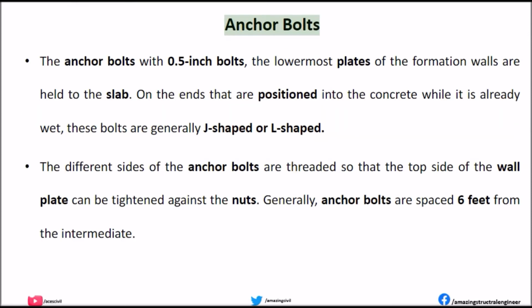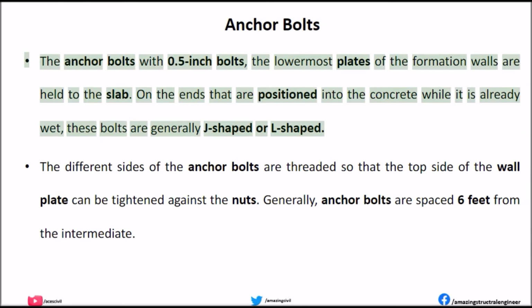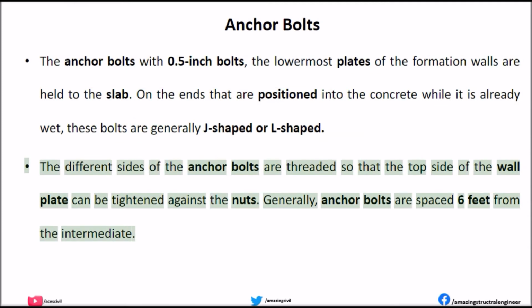Anchor bolts. With 0.5-inch anchor bolts, the lowermost plates of the framed walls are held to the slab. On the ends that are placed into the concrete while it is still wet, these bolts are generally J-shaped or L-shaped. The other sides of the anchor bolts are threaded so that the top side of the wall plate can be tightened against the nuts. Generally, anchor bolts are spaced 6 feet from the middle.